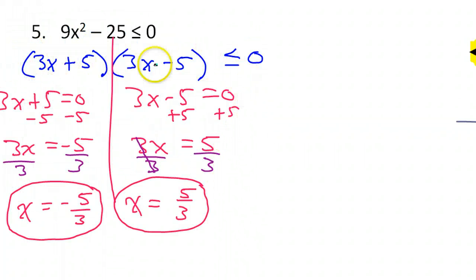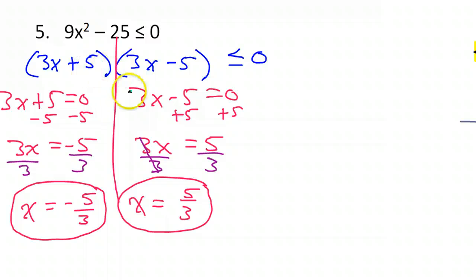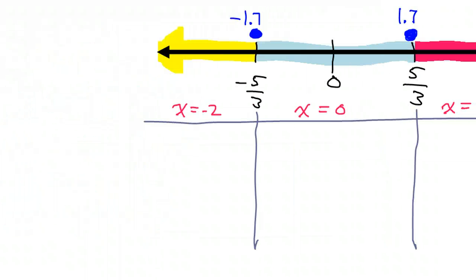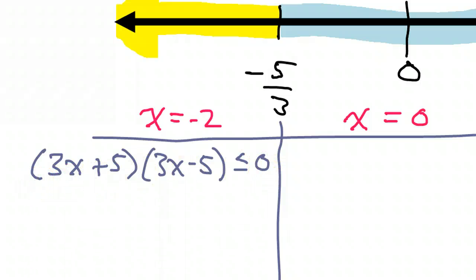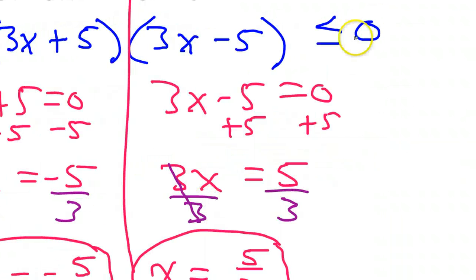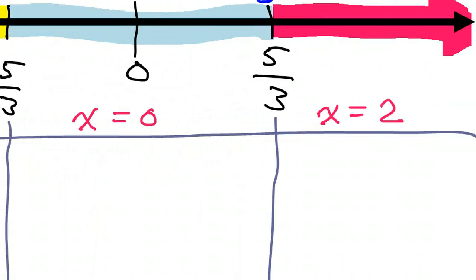However, I'm going to use the factored form because I find that easier to work with. So keep that in your mind: 3x plus 5, 3x minus 5. I just copied down the inequality. 3x plus 5 times 3x minus 5 is less than or equal to 0. And I'm going to copy that down in all three zones.